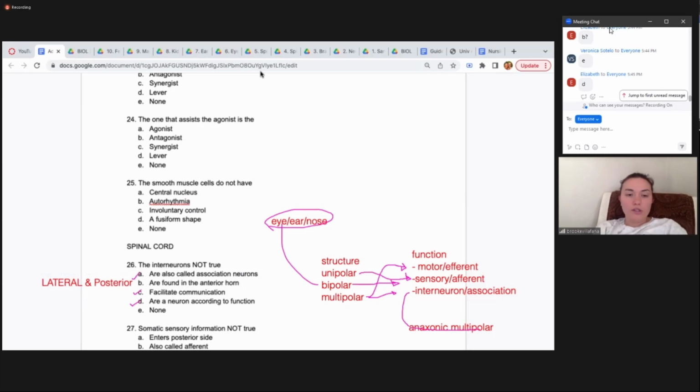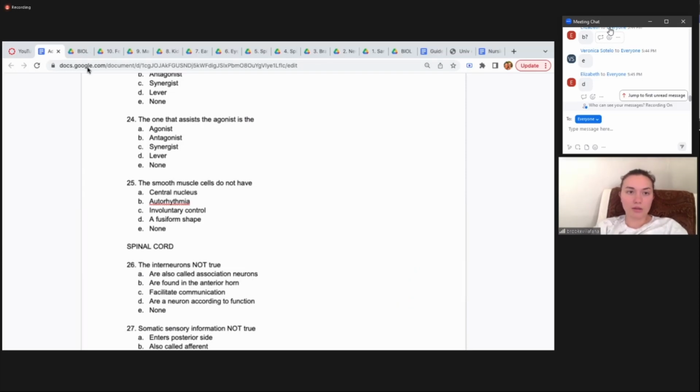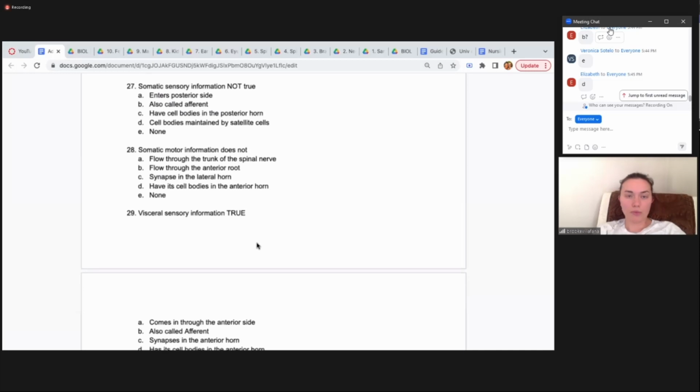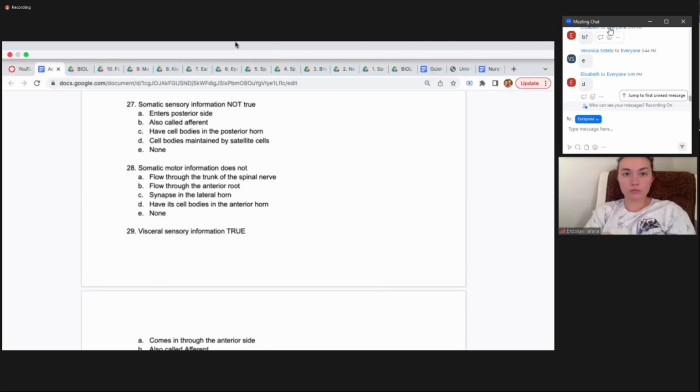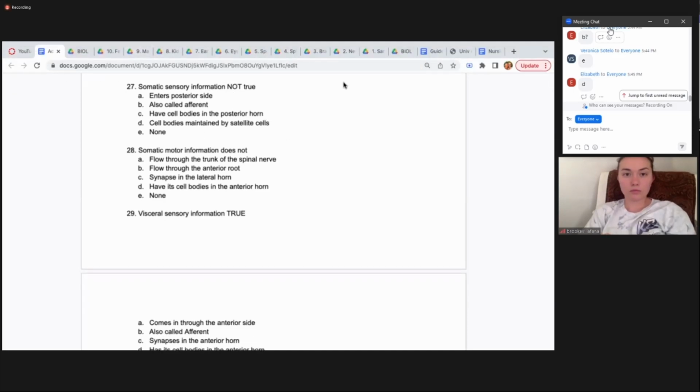Good. Okay, so moving on to question number 27. Somatic sensory information. Which of these is not true about somatic sensory information? Any guesses here on 27? Which of these is not true?